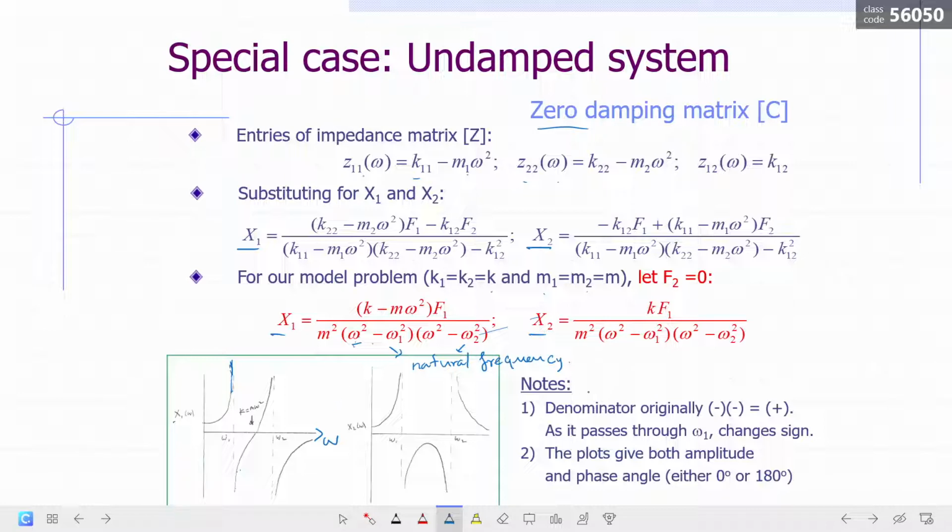Yeah, because a fractional function in terms of omega can easily draw this kind of curve. This is just a note. For the denominator, it is originally minus minus, and then plus. It means if omega is smaller than omega one, which is also smaller than omega two, it is negative negative. Then the amplitudes h1 and h2 are positive for this part. So you can analyze simply this way.